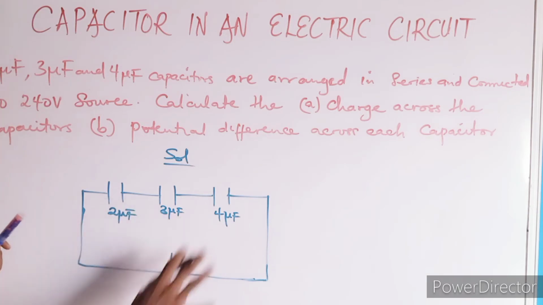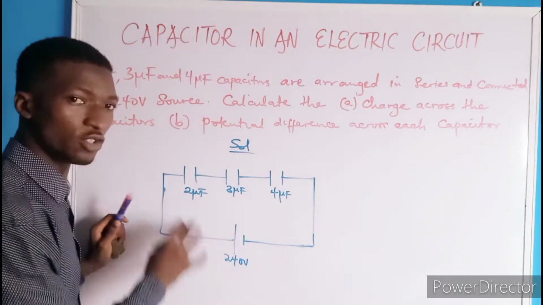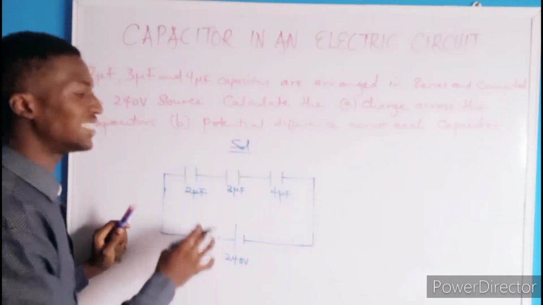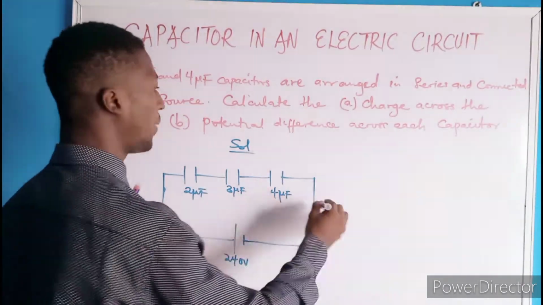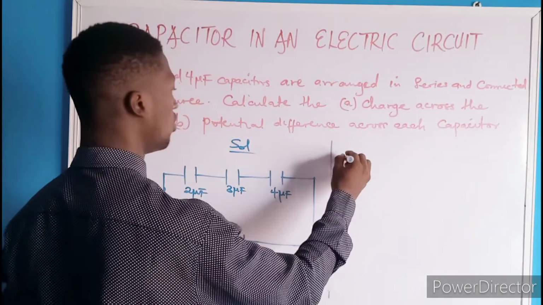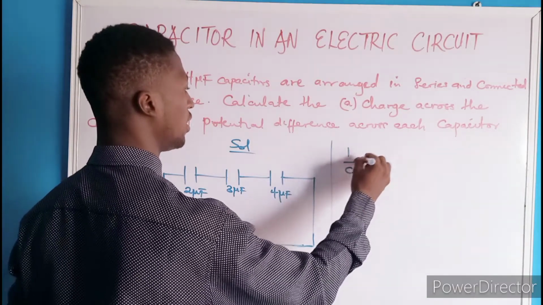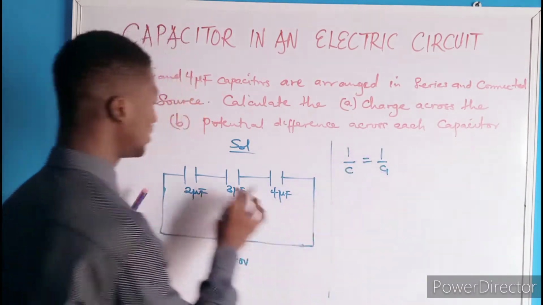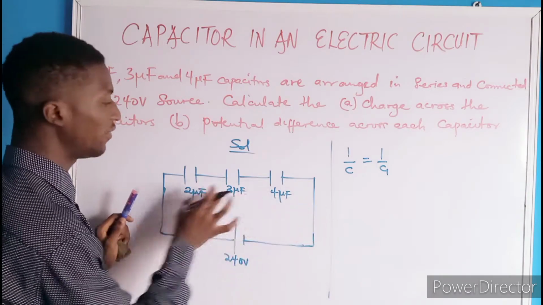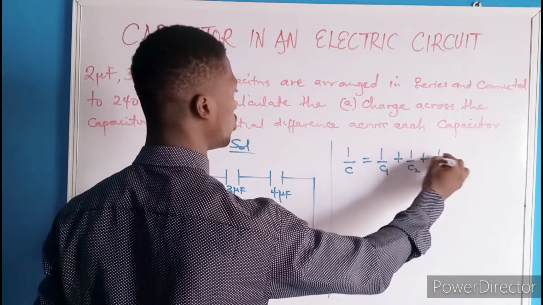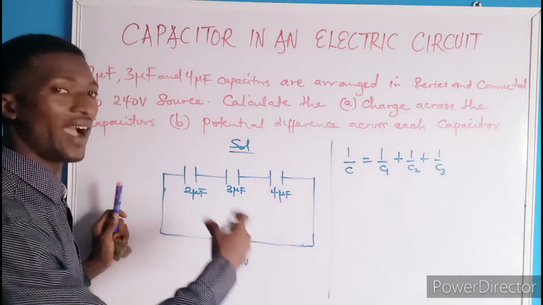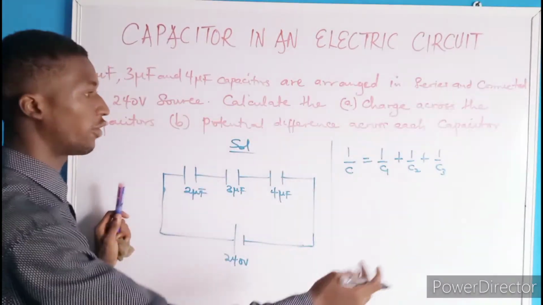Now here is the 240 volt source. With respect to this, what we have to determine is the equivalent capacitance of the capacitors. Now what is the equivalent capacitance? We can have it to be 1 over C equals 1 over C1 plus 1 over C2 plus 1 over C3, because here I have 3 different capacitors. But if I have more than this, it can continue further.